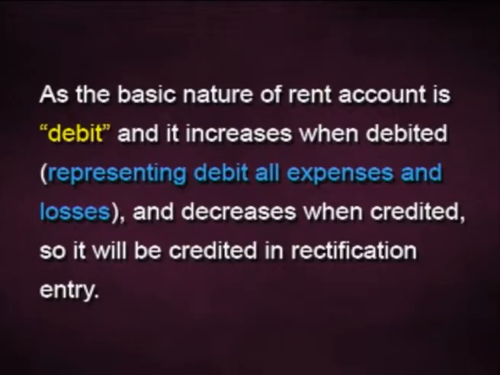This is with the assumption that overcasting has taken place on the debit side of the rent account, as the basic nature of rent account and expense account is debit. So, rectification entry is expected to decrease the total rent by rupees 10,000, as the basic nature of rent account is debit and it increases when debited, representing debit all expenses and losses, and decreases when credited. So, it will be credited in the rectification entry.